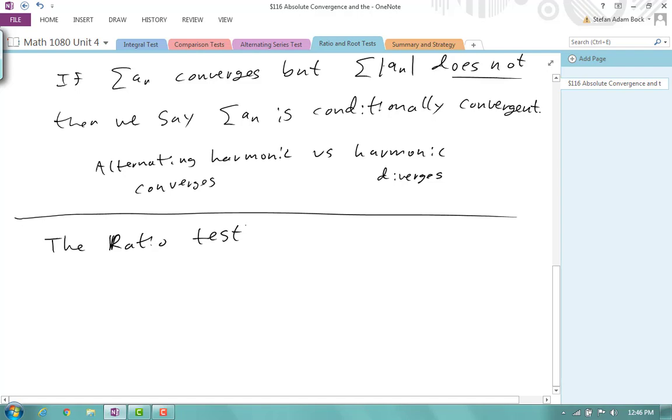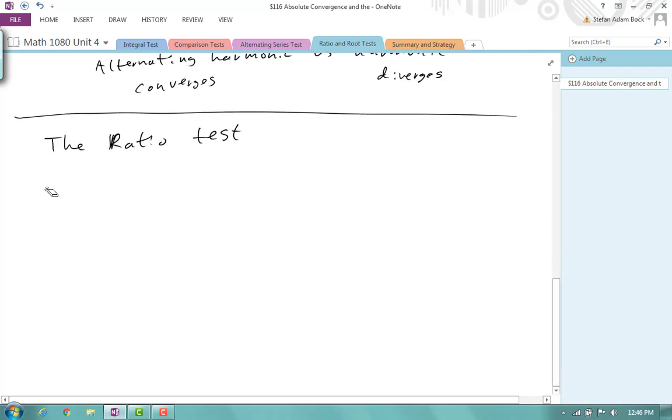And both of these tests are a method of comparing my series to a geometric series. It's not quite the same kind of comparison as we had for the limit comparison section, but it is essentially what we're doing. So for the ratio test, we have three possible outcomes, but before I get to the outcomes, let me list out what the test actually is.